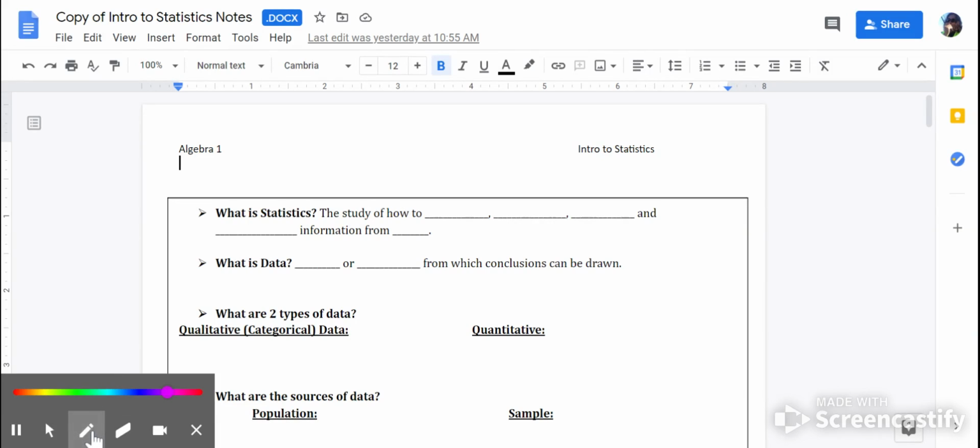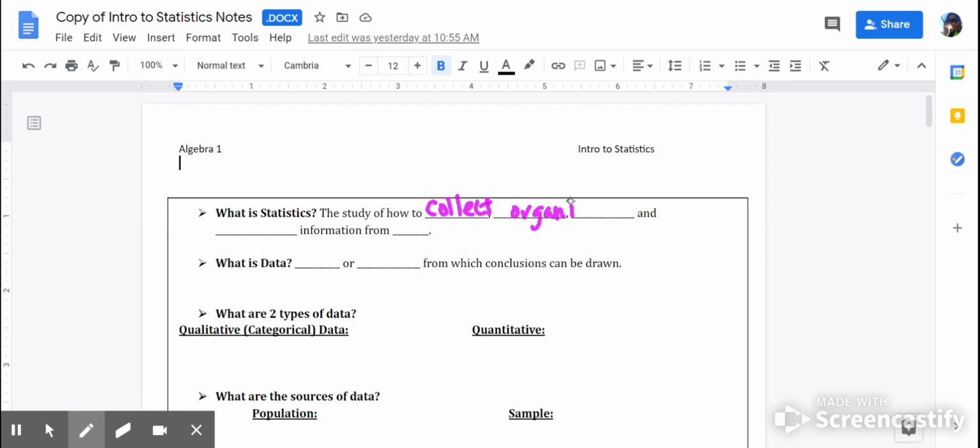So today we started our last unit before the EOC, and that is going to be the statistics unit. So we're going to start with the basics of statistics. So what is statistics? It's going to be the study of how to collect, organize, analyze, and interpret information from data.